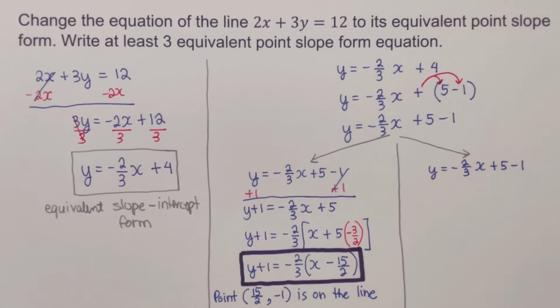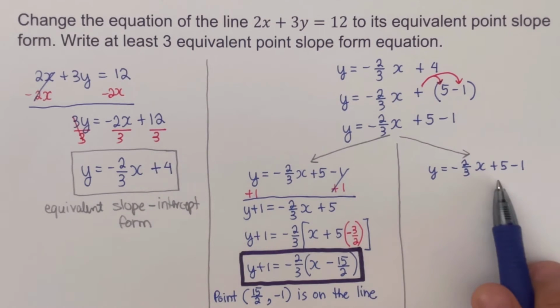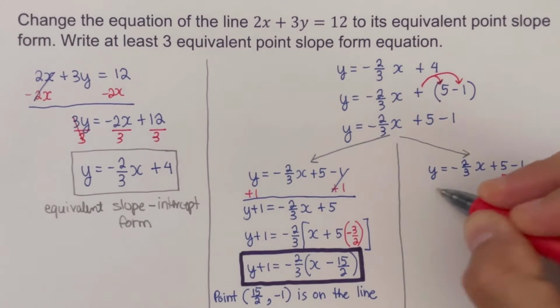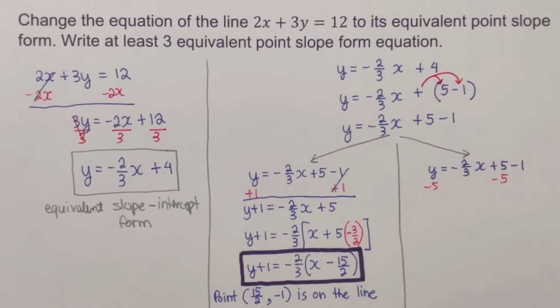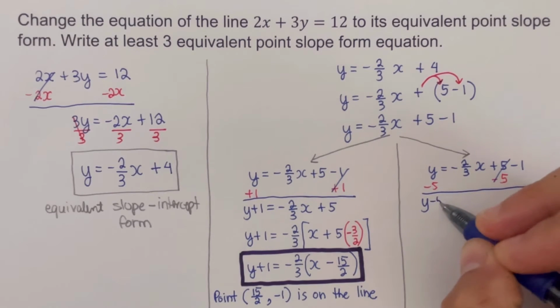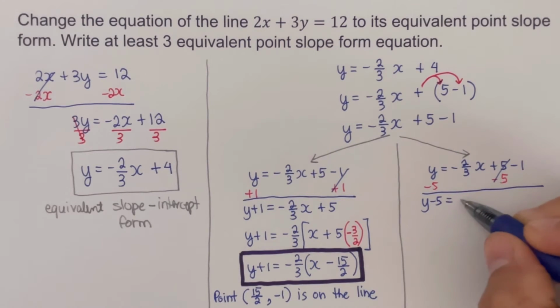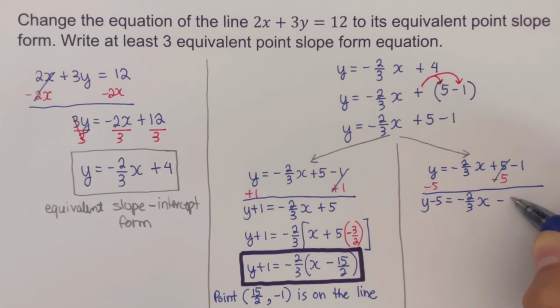Now let's look at the second equivalent equation. What we are going to do here is that instead of adding 1, we are going to subtract 5. So we minus 5 and we minus 5 here. So our equation would come out, we can cross this out, that's y minus 5 equals negative 2 over 3x, that's going to be minus 1.